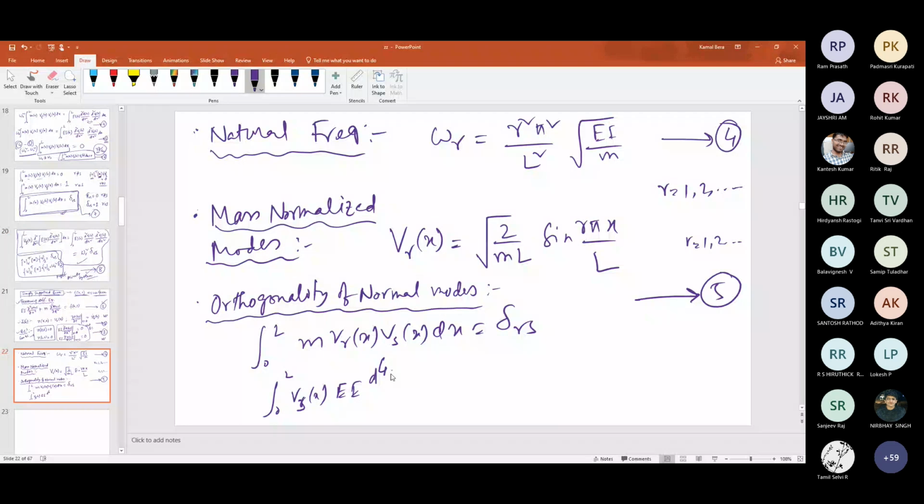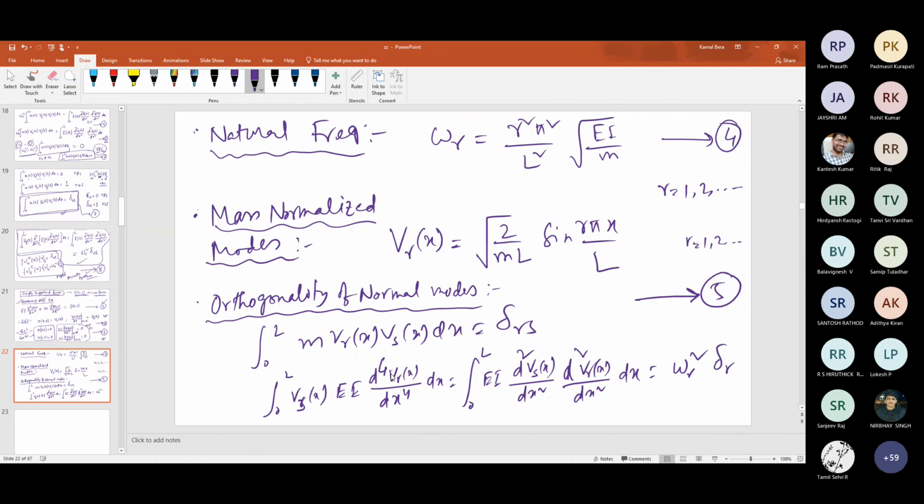D4 Vrx by dx4 dx equals to integral 0 to L EI d2 Vsx by dx2 d2 Vrx by dx2 dx equals to omega r square, delta rs. This combination is equation number 6, and this you can say 7.